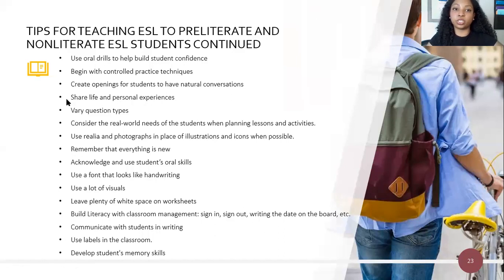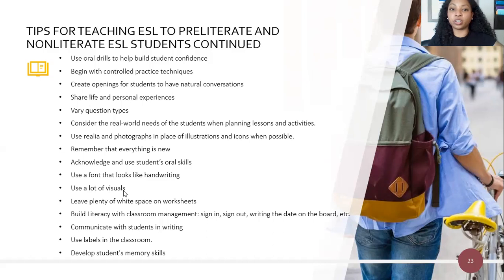Use oral drills to help build student confidence. I think this is a great, great tip because it's low stress for students. You can use sentence starters and they just kind of have to fill in the word. It's repetitive enough that the students can catch on quickly, even if not at first, and it helps them build that confidence. And then you can use that confidence to create openings for students to have natural conversations, which is also important because this is the language that they're going to use out in the world.